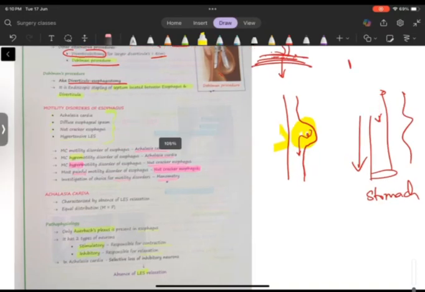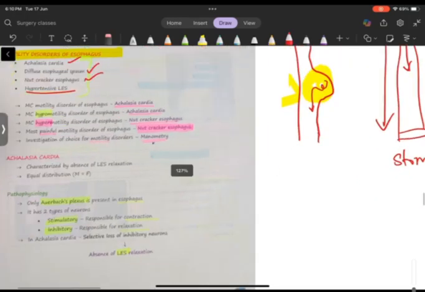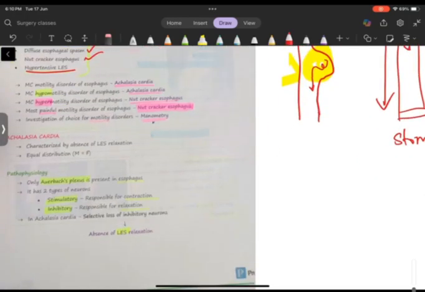Motility disorders of the esophagus. In that we have the following four main diseases basically: achalasia cardia, diffuse esophageal spasm, nutcracker esophagus, and hypertensive lower esophageal sphincter. Among the motility disorders, the most common motility disorder of the esophagus is achalasia cardia. The most common hypomotility disorder is also achalasia cardia.